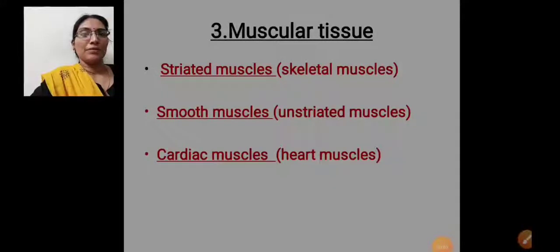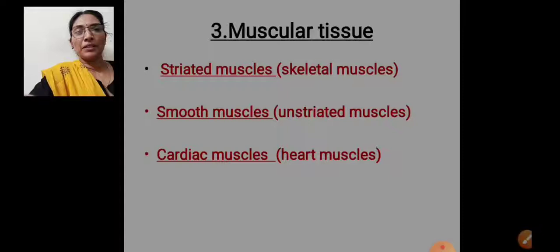Now we are going to learn in this video about muscular tissues. In the previous two videos we have learned epithelial tissues and connective tissues.